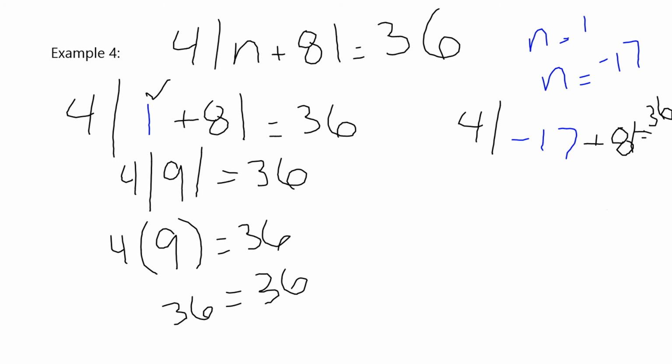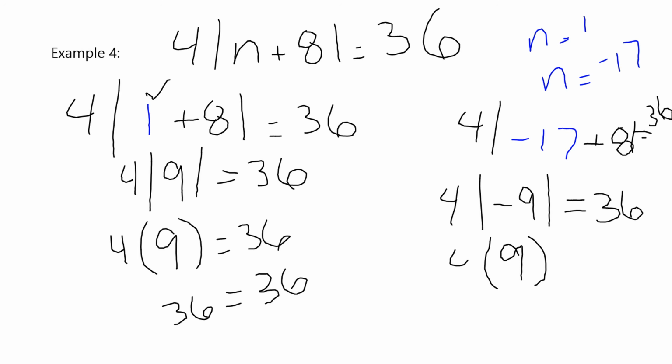Now we're going to do the second one. We have negative 17 plus 8. Well, negative 17 plus 8 is negative 9. So we have the absolute value of negative 9 times 4 equals 36. The absolute value of negative 9 is positive 9. And again, we're going to keep it in parentheses so we know to multiply. So 4 times 9 is 36. 36 equals 36. So we know that both these answers work.